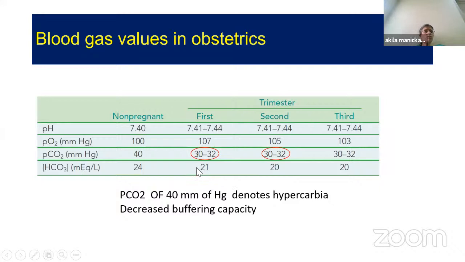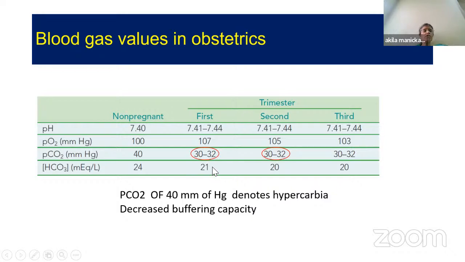So when you look at an ABG which shows a PCO2 of 40 millimeters of mercury, it denotes that hypercarbia has settled in this patient, and there is a respiratory failure, which could be type 1 or type 2. All pregnant patients will have PCO2 only in the range of 30 to 32 millimeters of mercury. That is the take-home point.